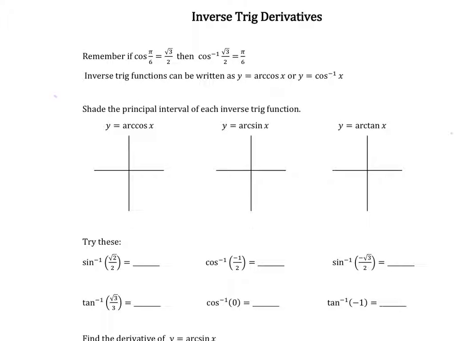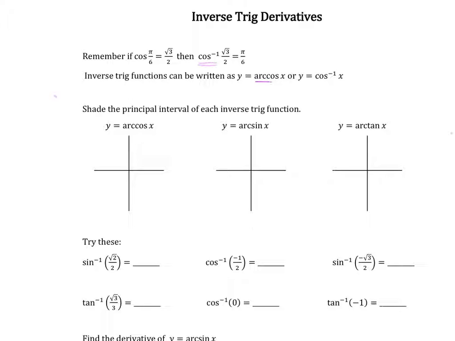All right, so let's talk about some inverse trig derivatives. At the beginning of the year, we talked about some inverse trig, arcsine, arctangent. So we're going to have to think back to that, and we're in fact going to find the derivatives of those things. So let's just take a minute to remember that if the cosine of pi over 6 is the square root of 3 over 2, then inverse cosine or arc cosine, however they mean the same thing, of square root of 3 over 2 equals pi over 6.